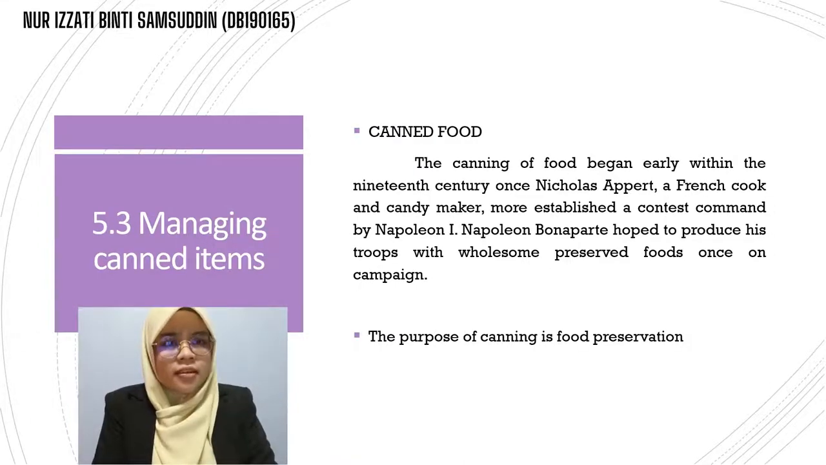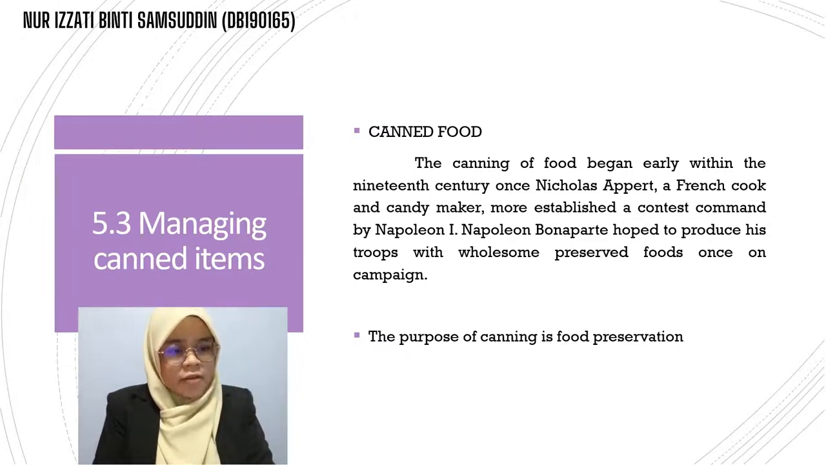The canning of food began early in the 19th century when Nicolas Appert, a French cook and candy maker, won a contest set by Napoleon I. Napoleon Bonaparte hoped to supply his troops with wholesome preserved foods while on campaign. In 1810, the Englishman Peter Durand received a patent for food preservation. He used containers made from thin sheets of iron, hoping to provide a less breakable and easily transported product. The purpose of canning is food preservation. From this perspective, canning, whether the container is metal or glass, provides the same protection.